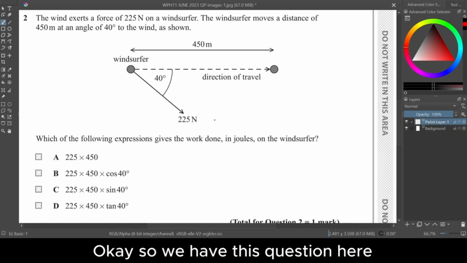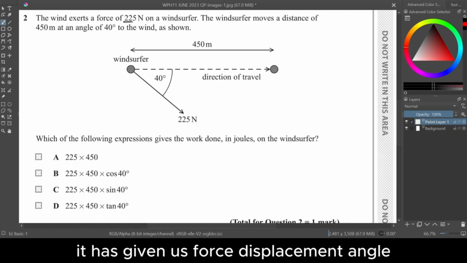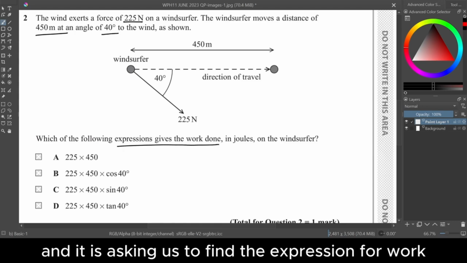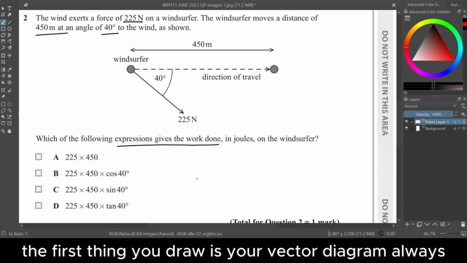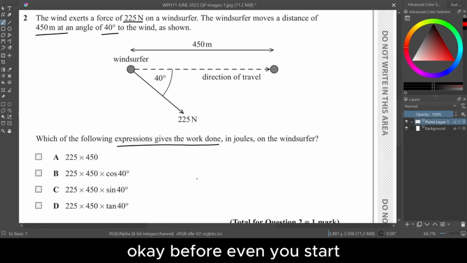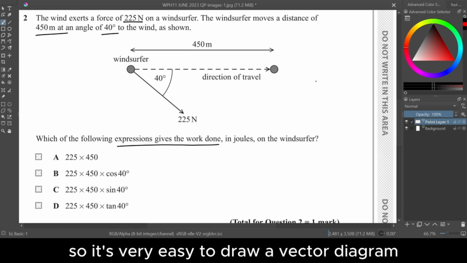Okay, so we have this question here. It has given us force, displacement, and angle, and it is asking us to find the expression for work done. So it's a very simple question. Whenever you get this question, the first thing you draw is your vector diagram, always, okay? Before you even start. It's very easy to draw a vector diagram.